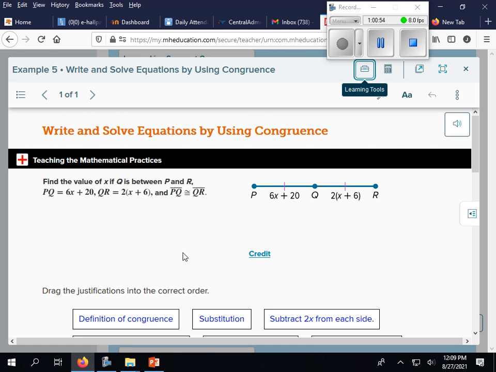Does it look like this? Is that right? Yep. So we're looking at this. What's that tell us about this segment and this segment? They're congruent. Does everybody see that? So from P to Q is the same length as Q to R. Alright? This is a little different.